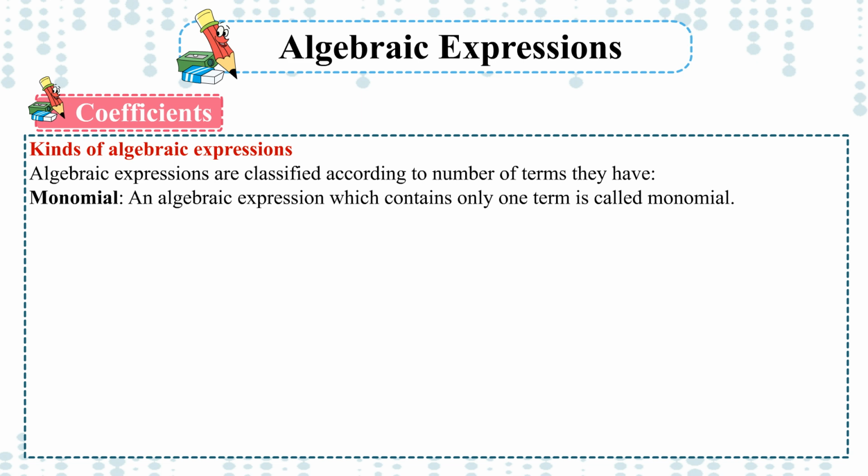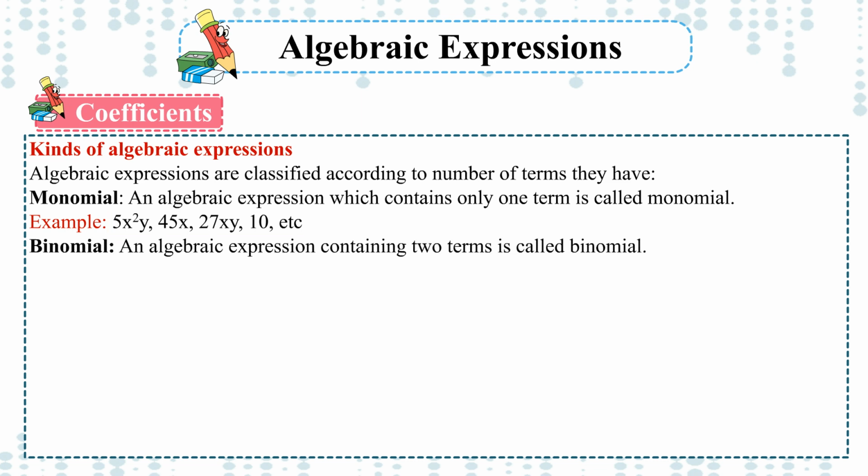Binomial: an algebraic expression containing two terms is called a binomial. Example: 5x²y + 7y, −5x + 7, 2x² + 4y², etc.